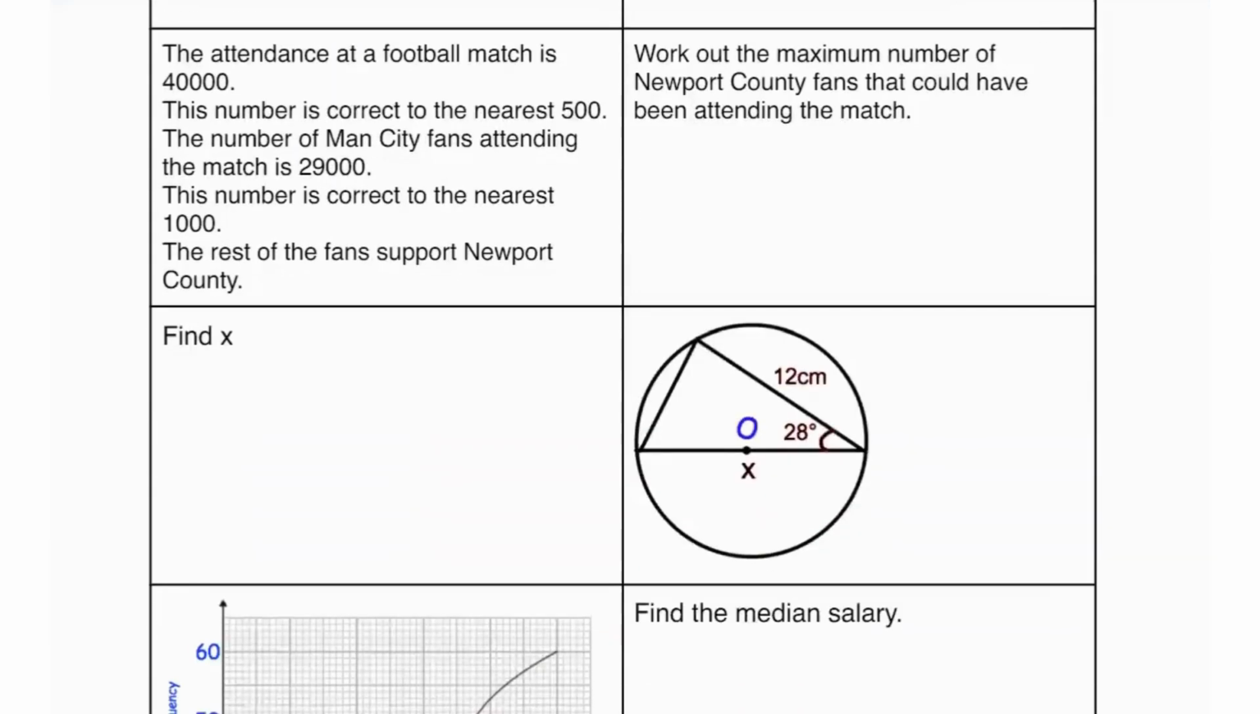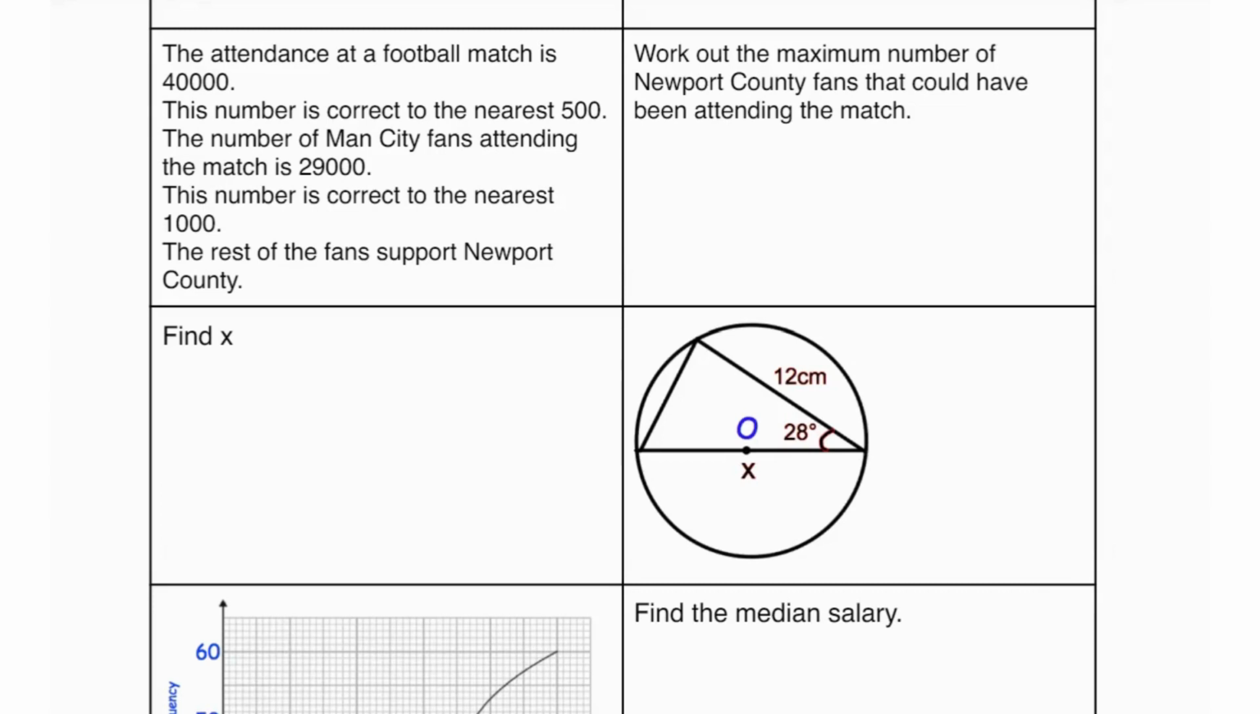Next question says the attendance at a football match is 40,000. This number is correct to the nearest 500. The number of Man City fans attending the match is 29,000. This number is correct to the nearest 1,000. The rest of the fans support Newport County. Work out the maximum number of Newport County fans that would have been attending the match.